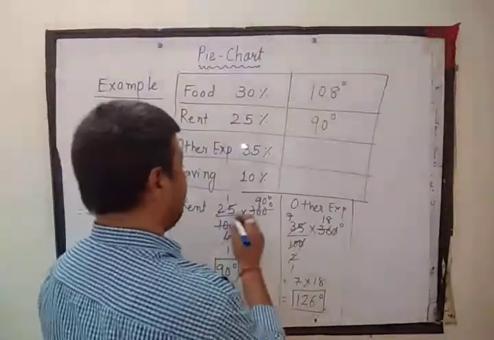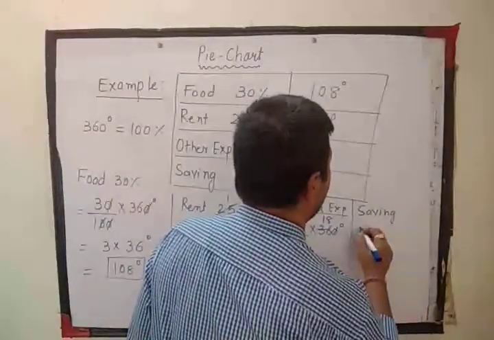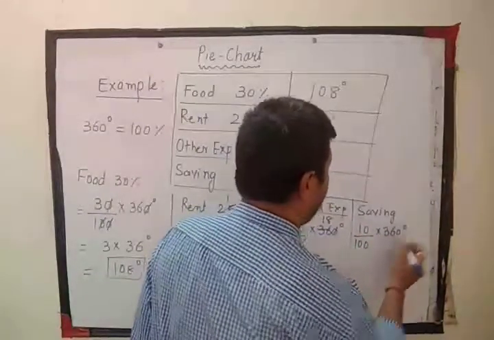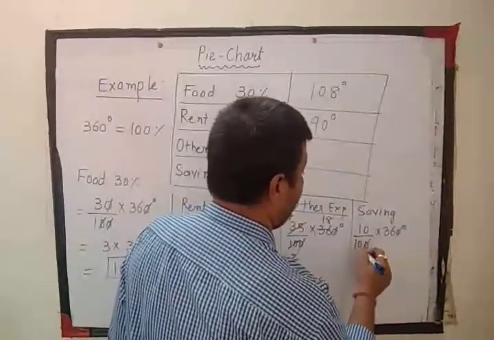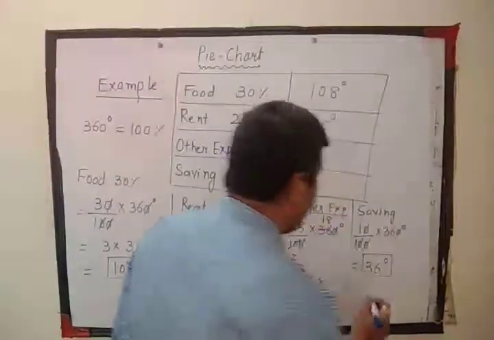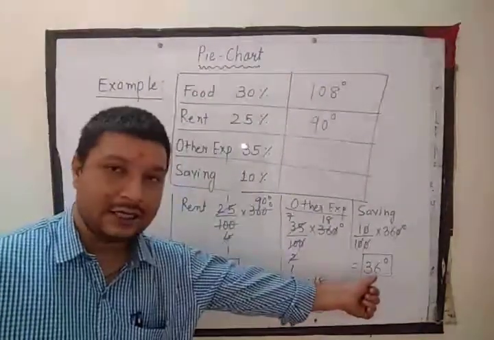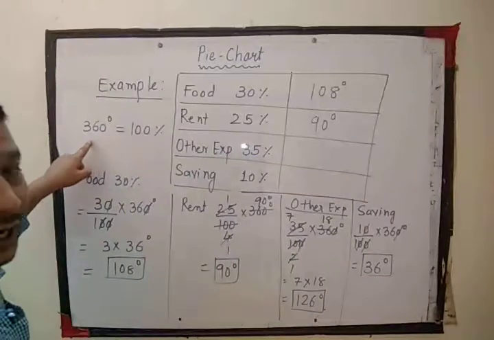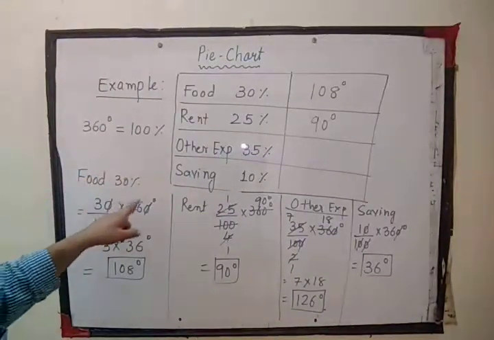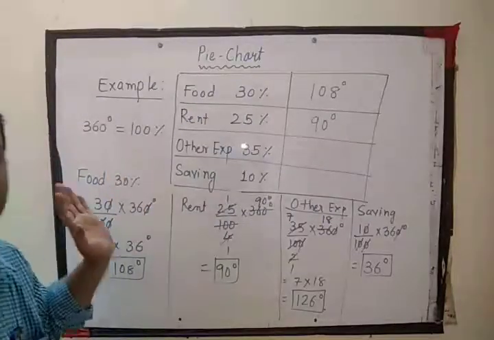And the last one is your saving part. So saving is 10% of 360 degrees, the zeros get cancelled, so it will be 36 degrees only. So if you take the total of 108, 90, 126 and 36 degrees, it will be exactly 360 degrees, which is equivalent to, if we total the percentages, 100%. That's why 360 degrees is equal to 100%.